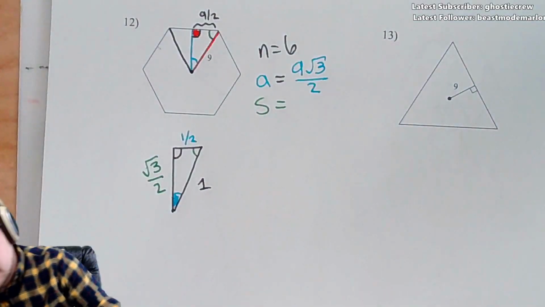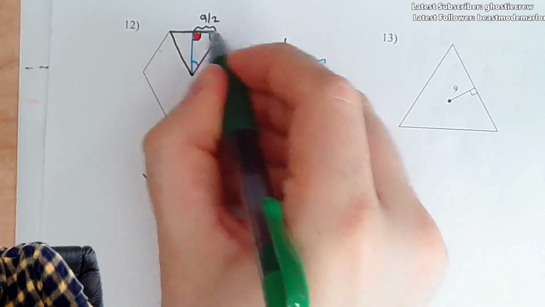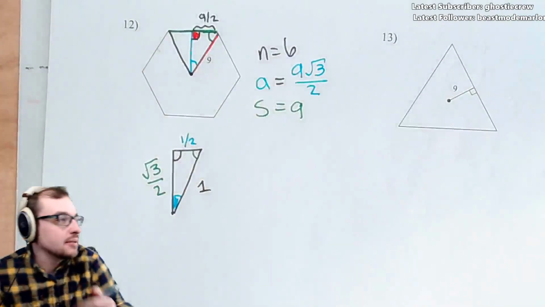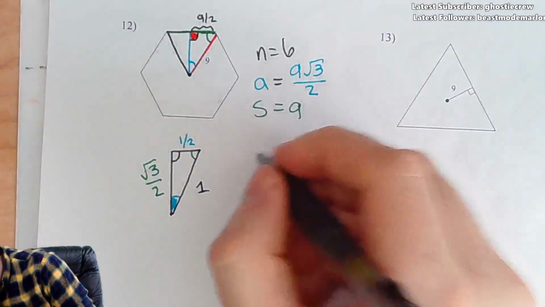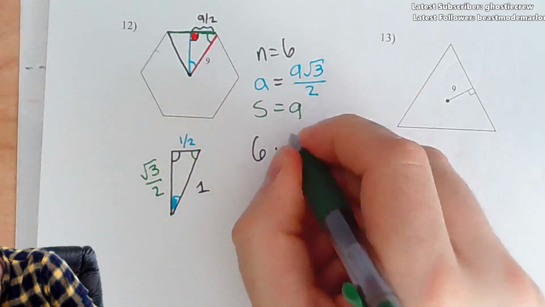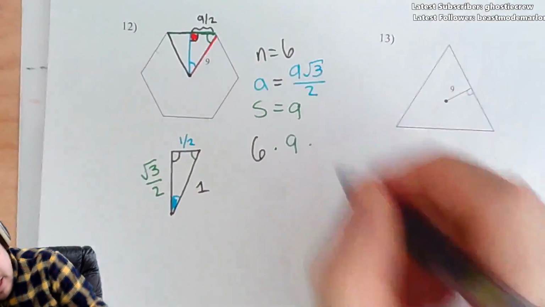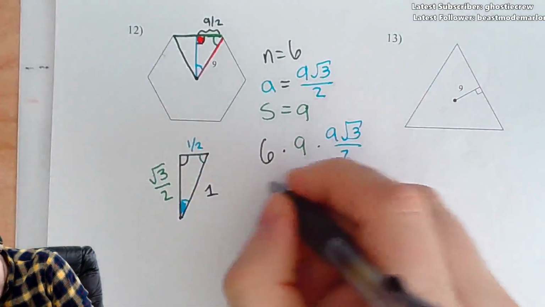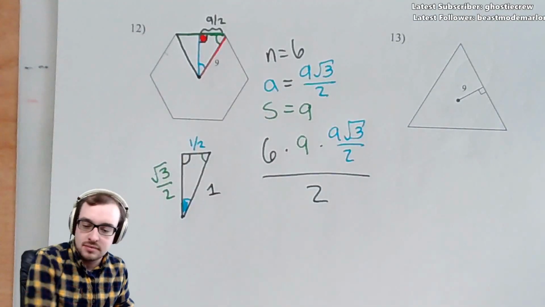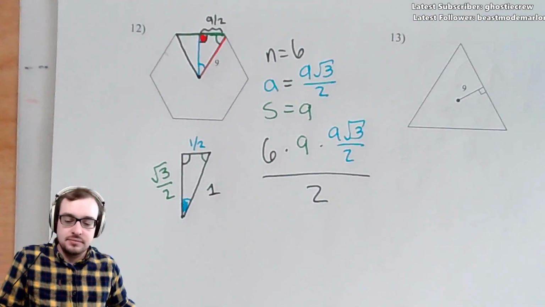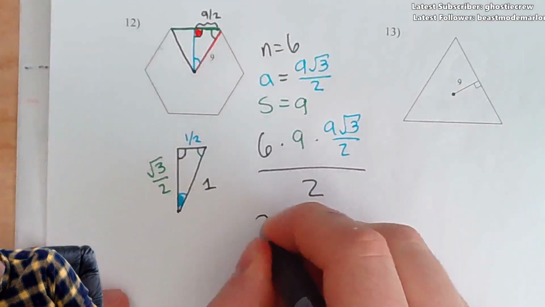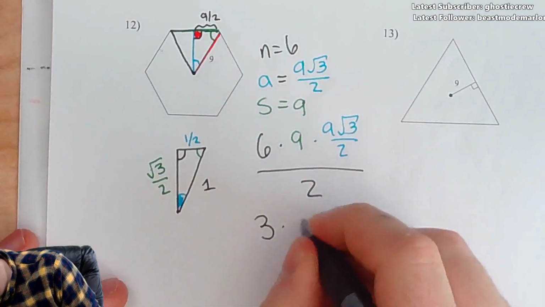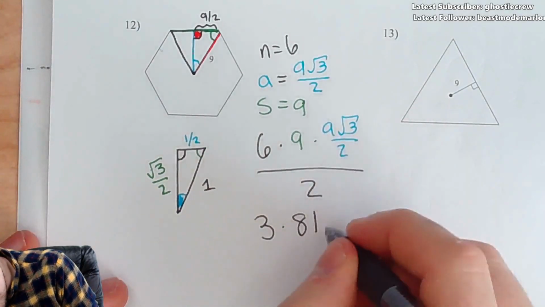Now, the side length that we're interested in is the side length of the big triangle, right? So if half of it's 9 halves, the whole thing will be 9. 9 halves times 2 is 9. Then we do 6 times 9 times 9 root 3 over 2, all divided by 2. This might look intimidating, but it's not too bad. 6 divided by 2 is 3. 9 times 9 is 81. And then we times it by root 3 and divide by 2.